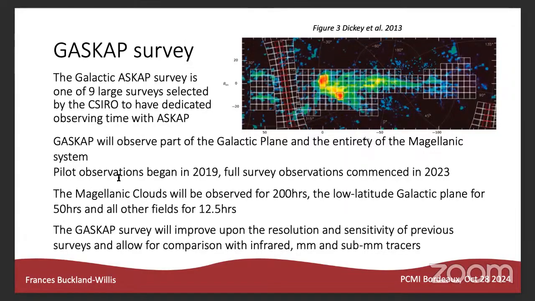So in this work, what I focused on is using data from the GASKAP survey. So this is a Galactic ASKAP survey. Hopefully some of you are familiar with the ASKAP telescope. It's one of the precursors to the SKA in the mid-frequency range. So our survey is covering the galactic plane and the Magellanic Clouds, and we started the pilot observations in 2019. And the Small Magellanic Cloud was the first field to be observed.